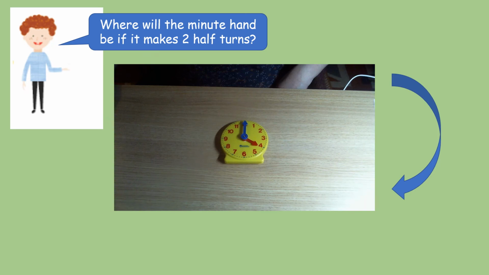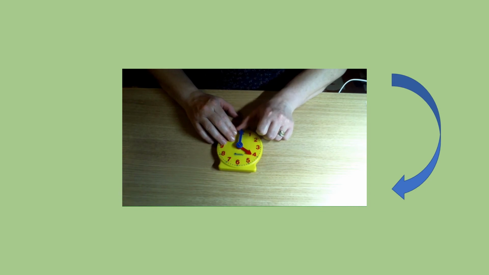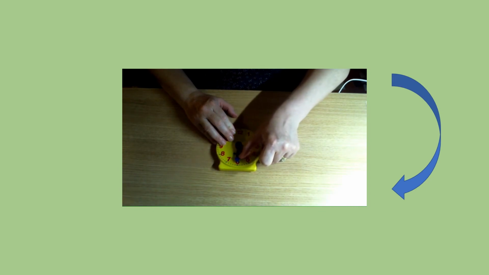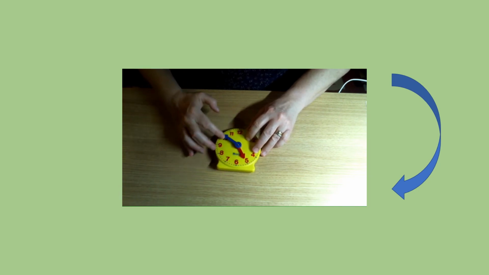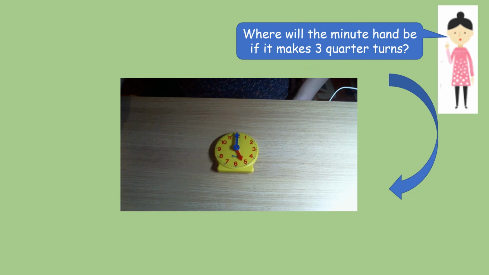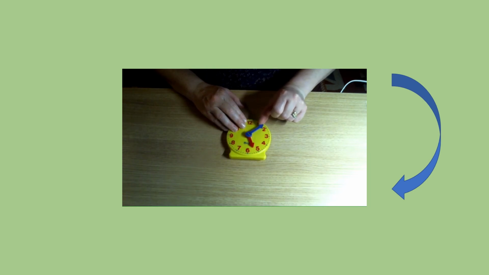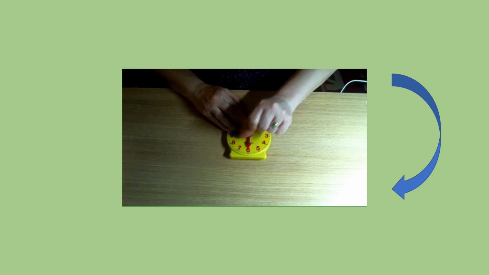The boy is saying, where will the minute hand be if it makes 2 half turns? Look where the minute hand is now, and look where it ends up. After 2 half turns, it ends up back in the same place where it started. So it looks like it hasn't moved at all, but it has. The girl is saying, where will the minute hand be if it makes 3/4 turns? After a 3/4 clockwise turn by the minute hand, it will end up on number 9.